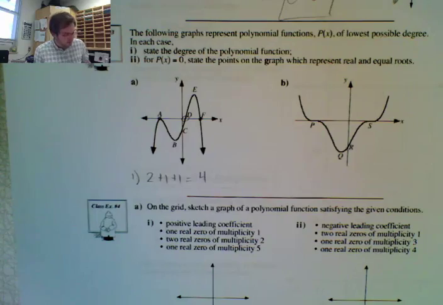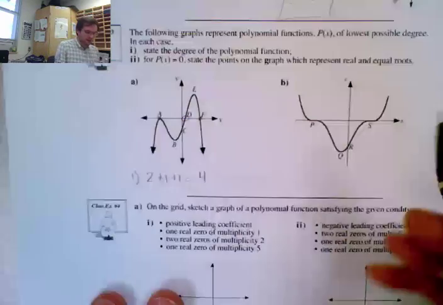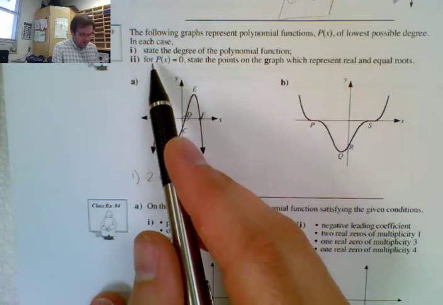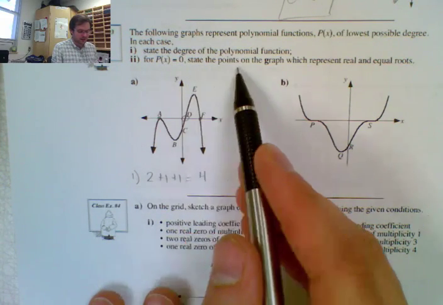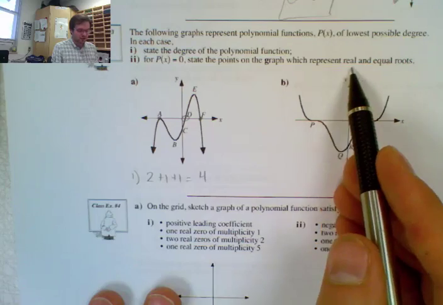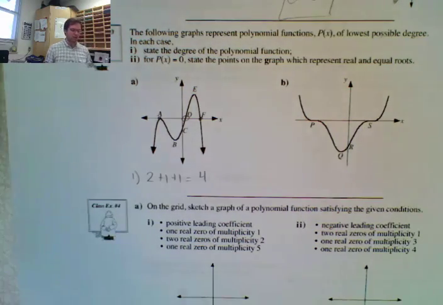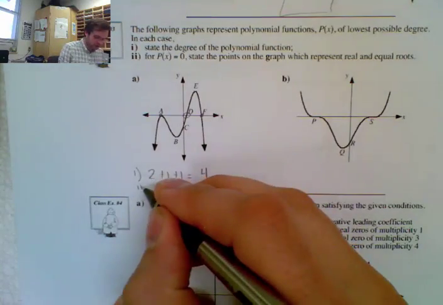Now, so 1 is done. We stated the degree of the polynomial function. Now, it says for when the polynomial function equals 0, state the points on the graph which represent real roots and equal roots. So which ones are real and equal roots? Let's take a look at number 2.